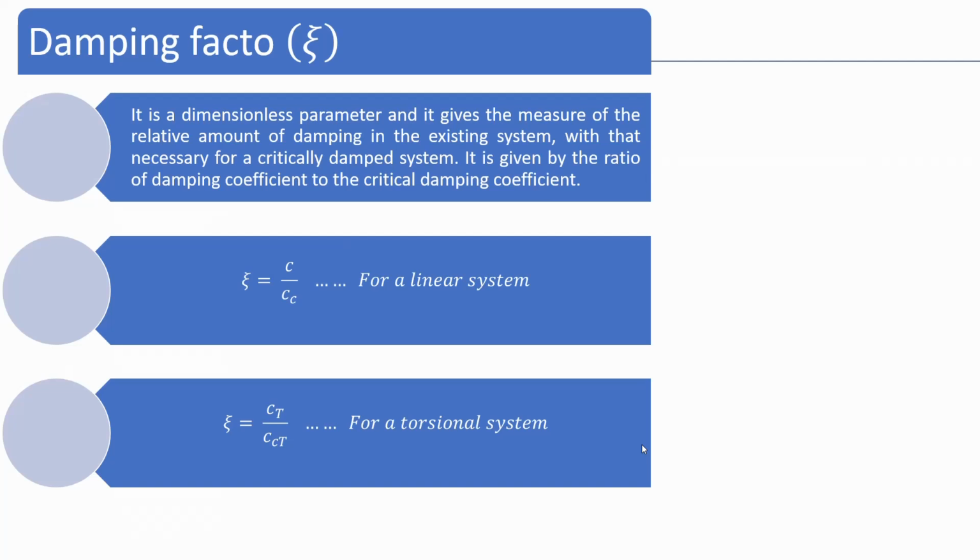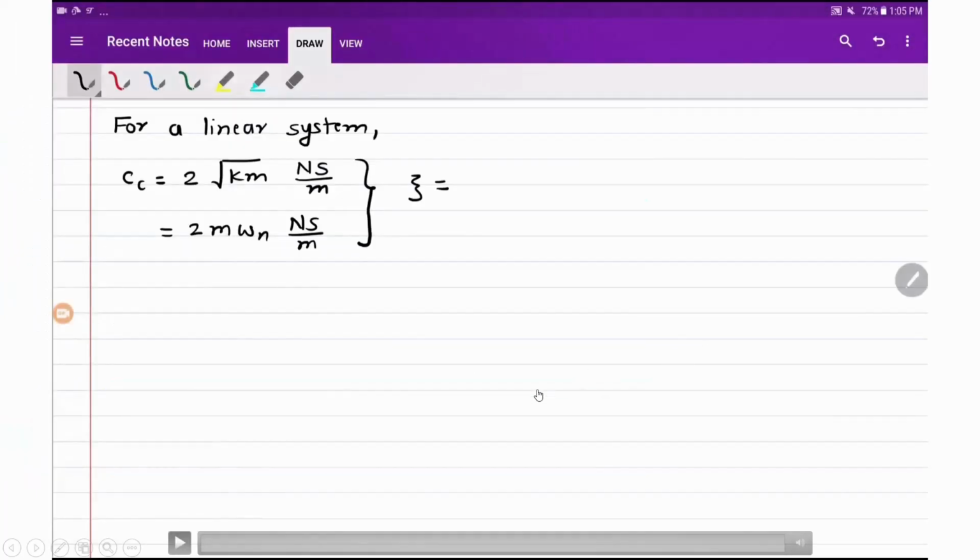Let us derive the expression for damping factor zeta. So zeta is defined as the ratio of damping coefficient to the critical damping coefficient. So it is C upon Cc for a linear system, and for a torsional system it is Ct upon Cct. So let us see the derivation part of this.